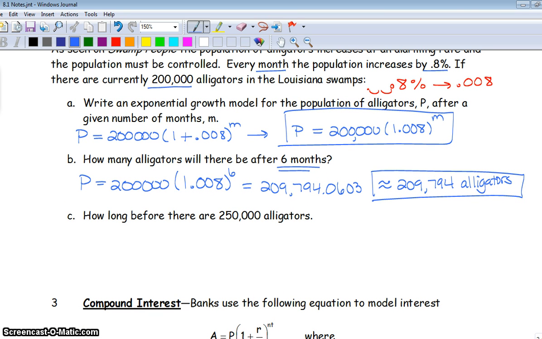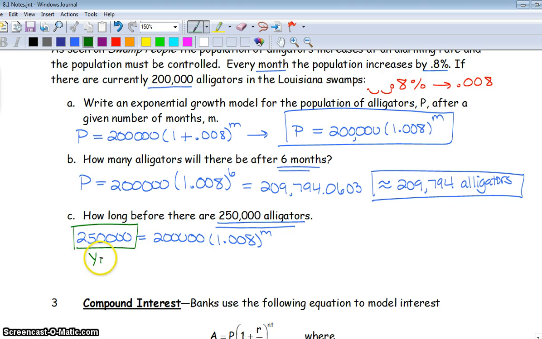Alright, part C, how long before there are 250,000 alligators? This time we want to find out our m, how many months, when we have the final number. So our P, our population, is now 250,000, which is equal to 200,000 times 1.008 raised to the m power, where we're trying to find that number of months. The only way we know how to solve this right now is by solving by graphing. And we're going to put the left-hand side into y1, and the right-hand side into y2.